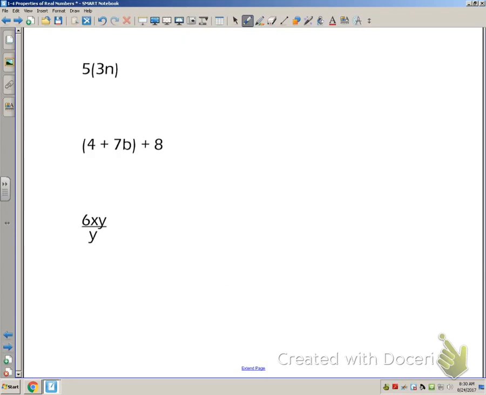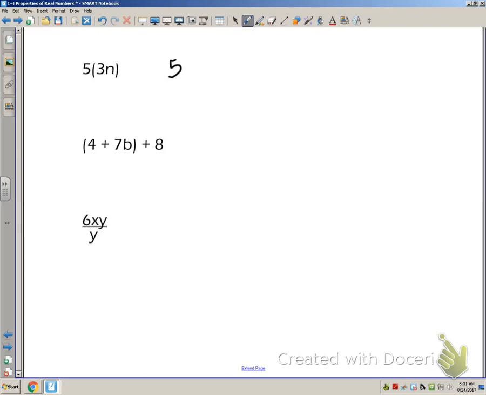Okay, so let's compute these, or not compute them, I'm sorry. We are going to simplify these by writing an equivalent expression. Okay, so right now we can see that we've got a number times a variable. So what I'm going to do is I'm going to regroup.